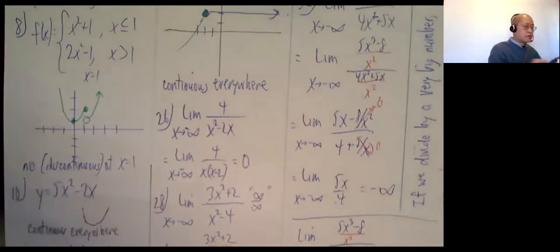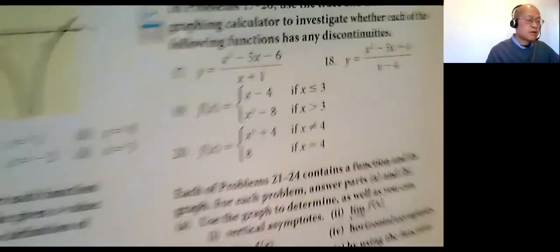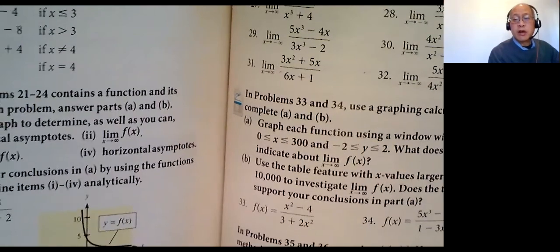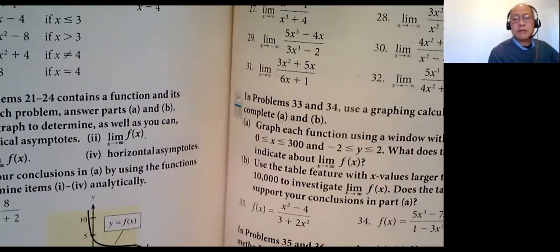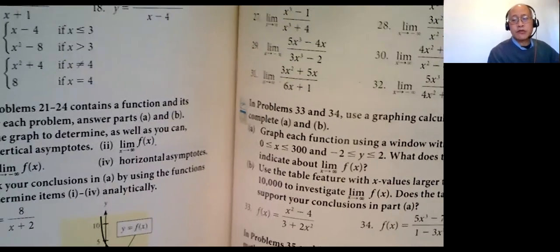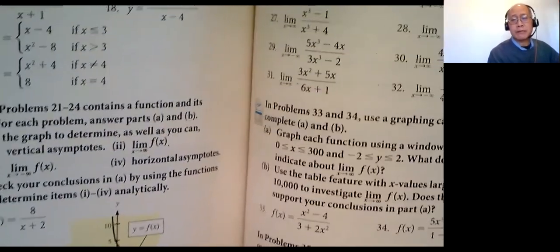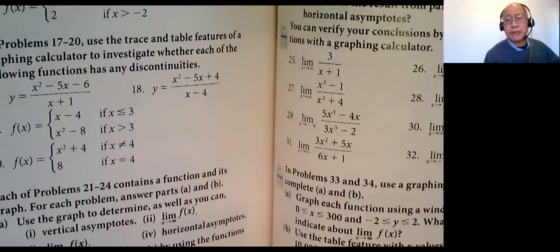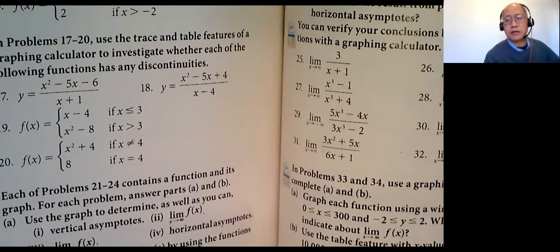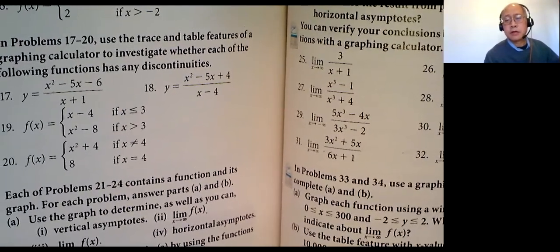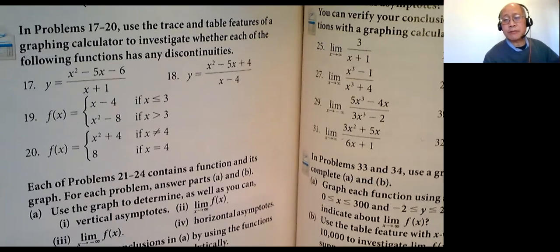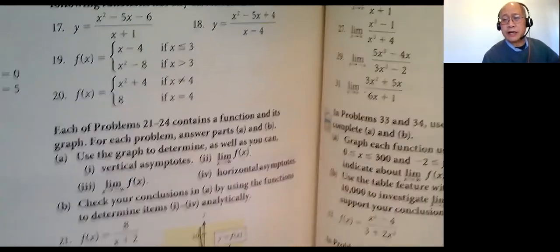So for your problem number 31, I'll go ahead and just tell you. 31 is 3x squared plus 5x over 6x plus 1. So the bottom is just x. So divide top and bottom by x. If you want to jot that down in your notes for 31, divide top and bottom by x. And let's see, 27 and 29, they're both x cubed. So divide top and bottom by x cubed for 27 and 29. You can jot that down in your notes and watch the video later. For 27 and 29, the hint is divide top and bottom by x cubed. 31, divide top and bottom by x.